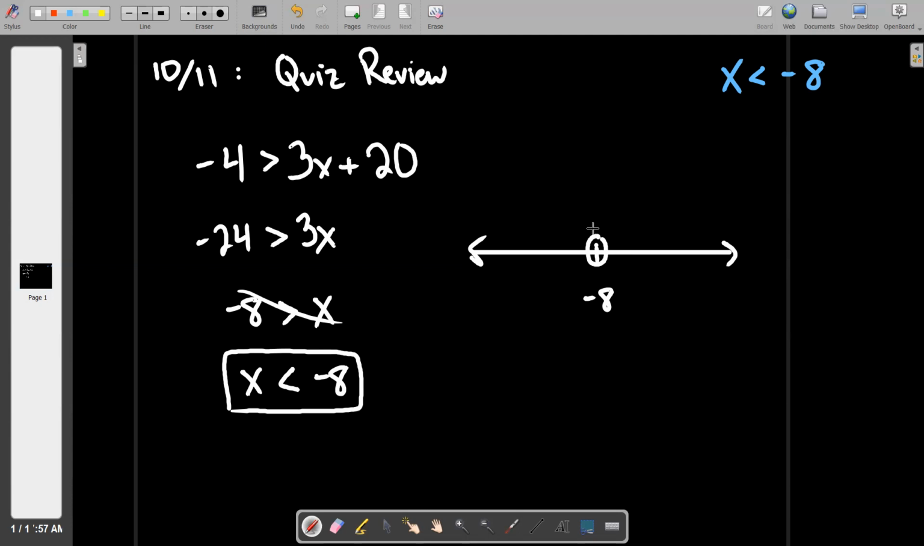Some people have this idea that these cute little circles are the way to go. They're actually just annoying because then I can't tell if they're open or closed. So make it big enough that it's obvious what you're trying to communicate. Yep, and it's less than, so we just simply shade to the left and put a big old fat arrowhead on there to show that it goes forever. Any questions about that?